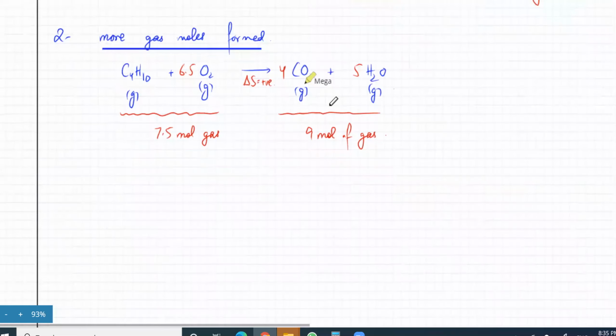Similarly, number three. Number three is if something changes from solid to liquid or to aqueous. That's also delta S positive.